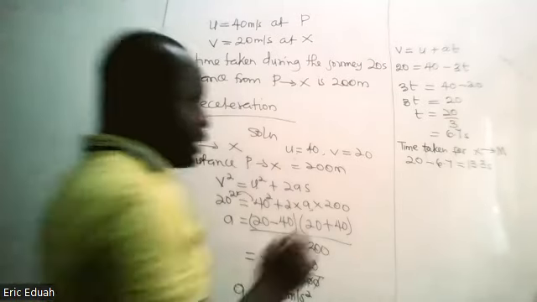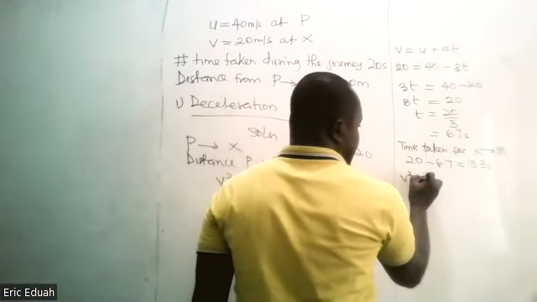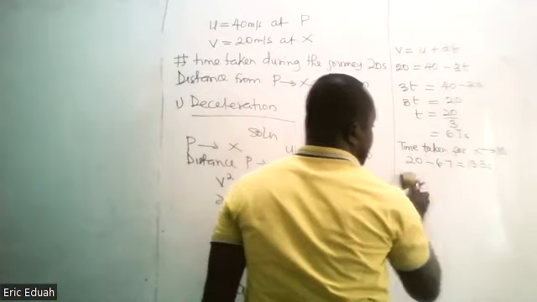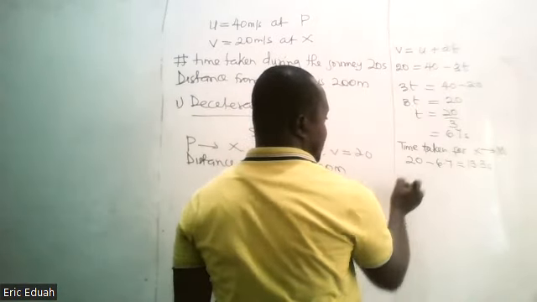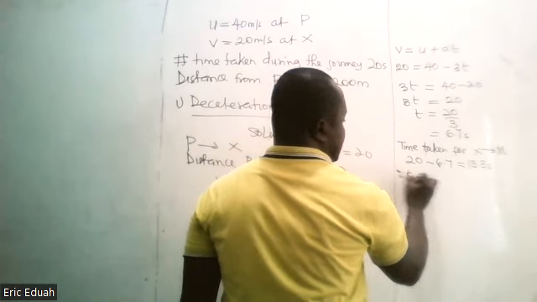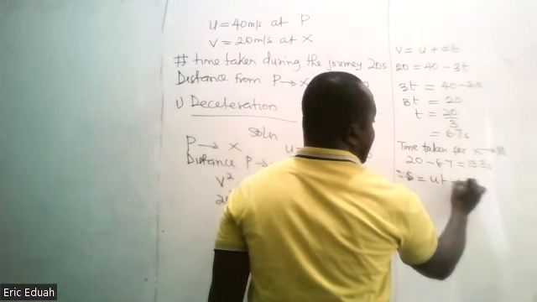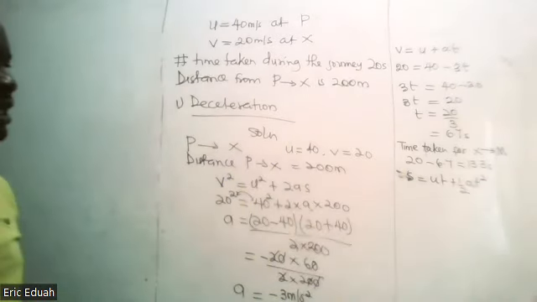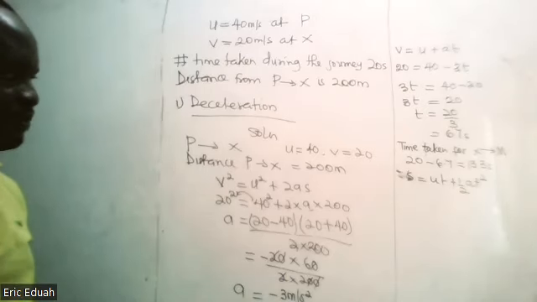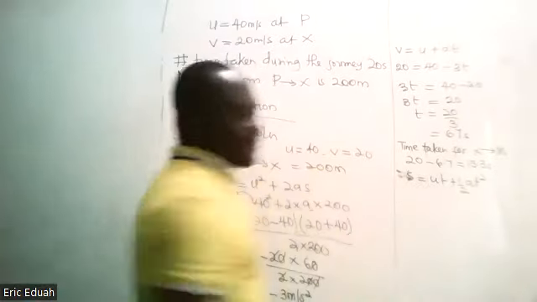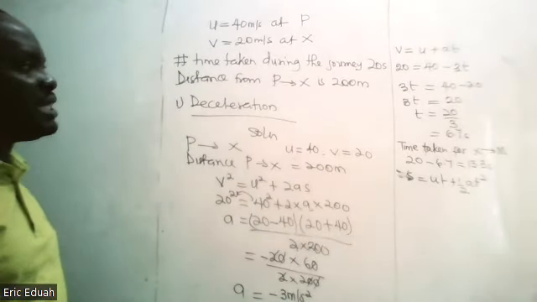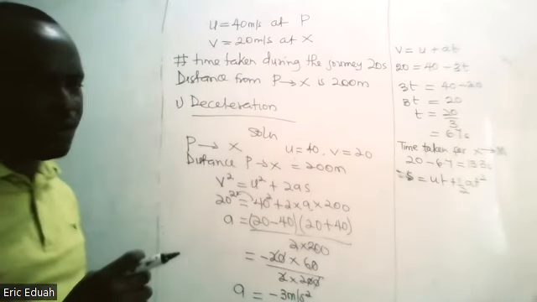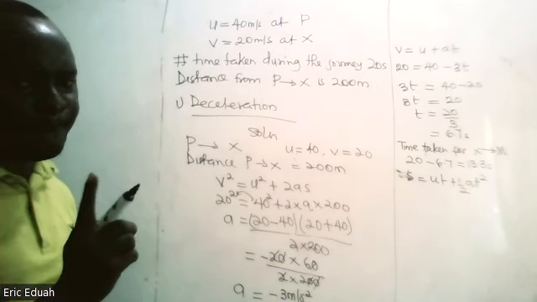Yes, please. Good. Let's use the expression which will enable us to get the distance. Using S is equal to UT plus half AT squared, we can find the distance from X to M. Because what is our value of U for the journey from X to M?